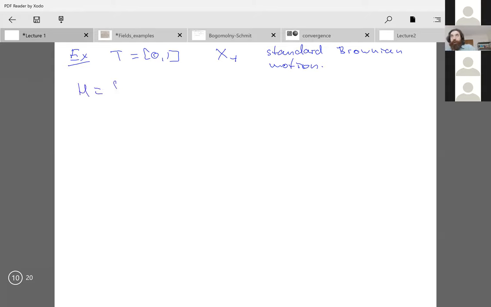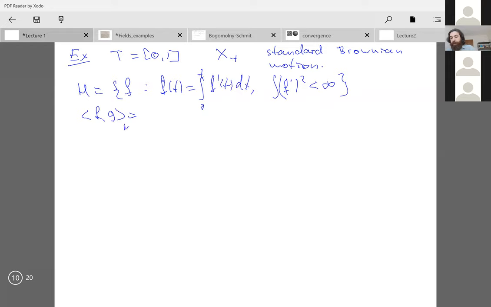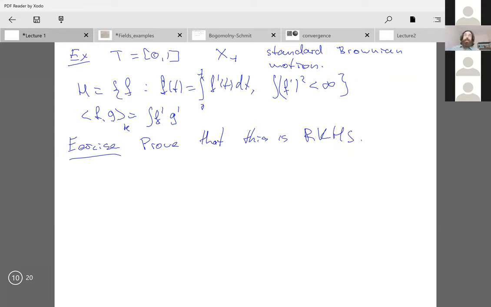Then our space will be the space of functions that are absolutely continuous, with square integrable derivative, and the scalar product, of course, is the integral of f prime g prime. And this is an exercise: prove that this is a reproducing kernel Hilbert space.